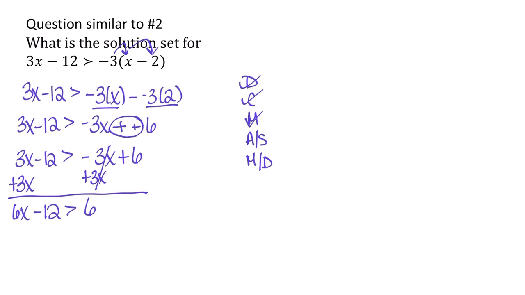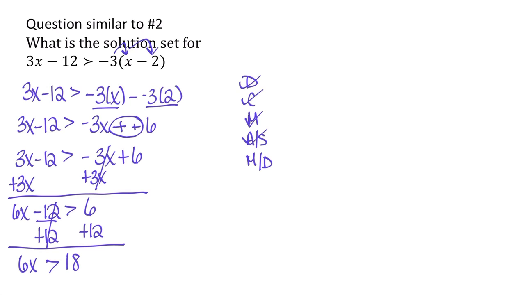Now I need to add or subtract. I have a minus 12, so I'm going to do the opposite, and I'm going to add 12 to both sides. So on the left side, I have 6x minus 12 and plus 12 will cancel, and that is greater than 6 plus 12, which is 18.